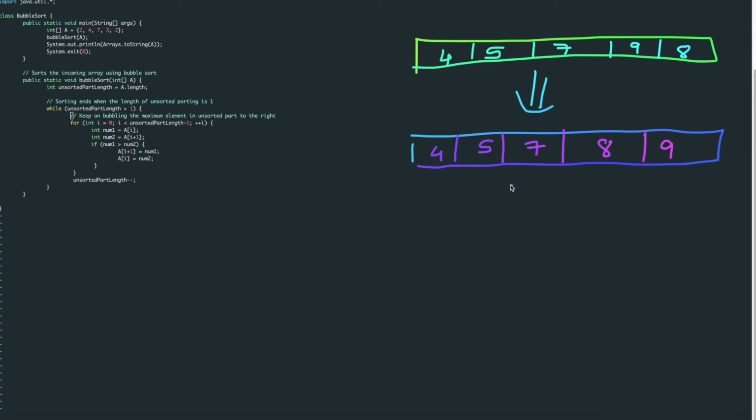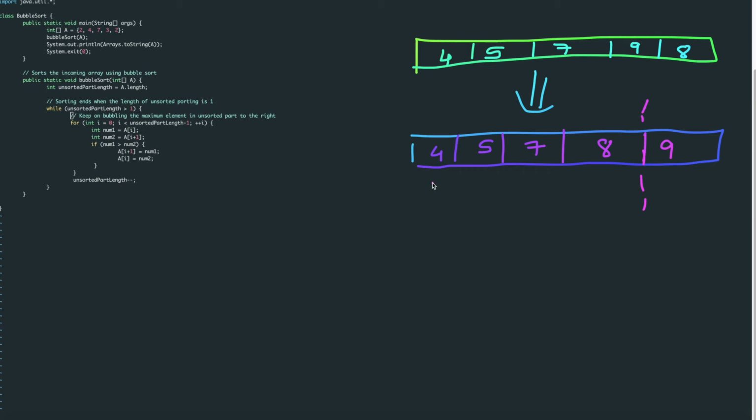Now if you see, the array is sorted now, and in another scan of the array, no bubbling happens, because 4 will be compared to 5. You need not bubble. 5 will be compared to 6. You need not bubble. 7 will be compared to 8. No bubbling needs to be done. And 9, we already know it's sorted.